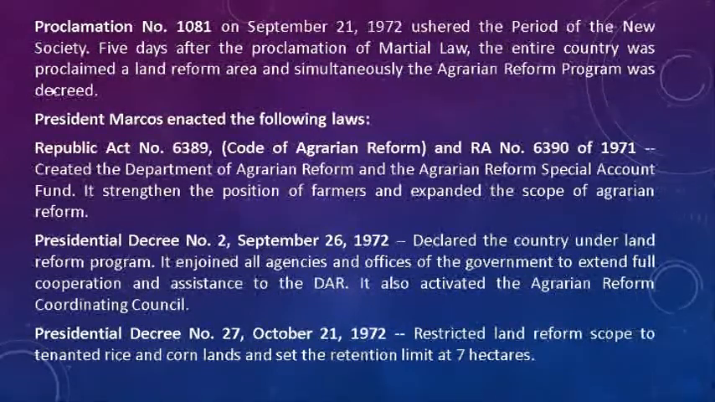The entire country was proclaimed a land reform area, and simultaneously the Agrarian Reform Program was decreed. And under Marcos' administration, he enacted laws such as the Code of Agrarian Reform, which created the Department of Agrarian Reform and Agrarian Reform Special Account Fund. Presidential Decree number 2 declared the country under Land Reform Program, and Presidential Decree number 27, which restricted the land reform scope to tenanted rice and corn lands and set the retention limit at 7 hectares.